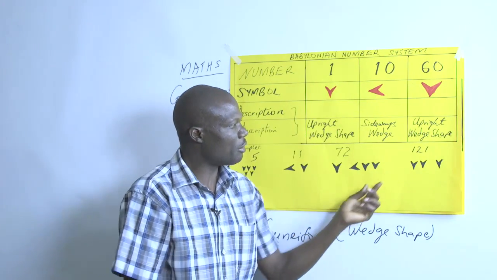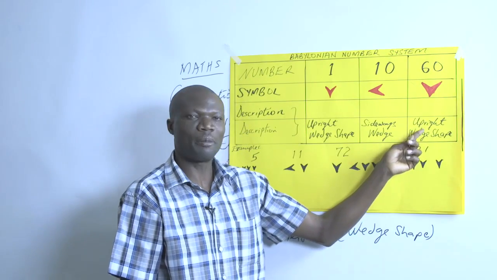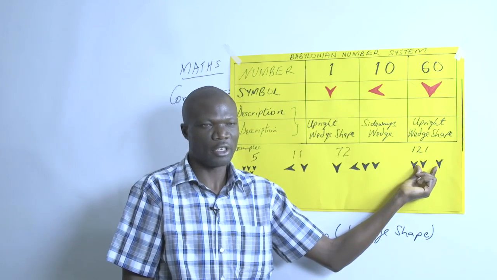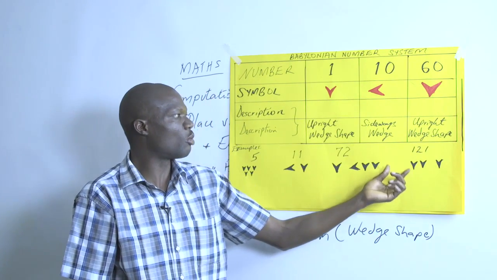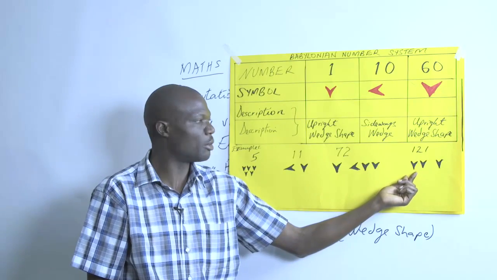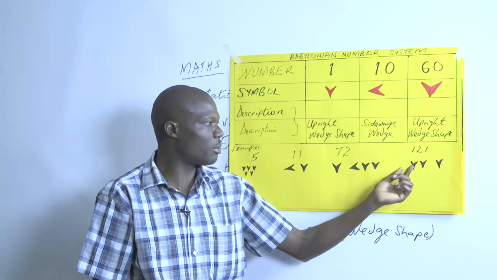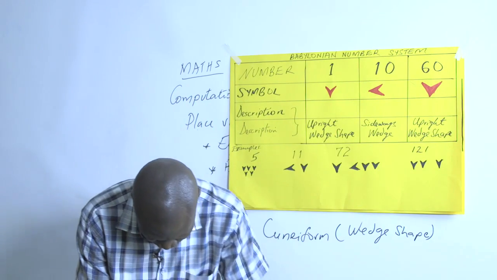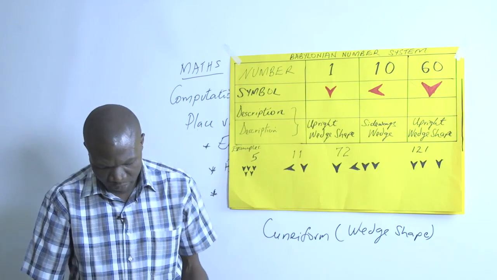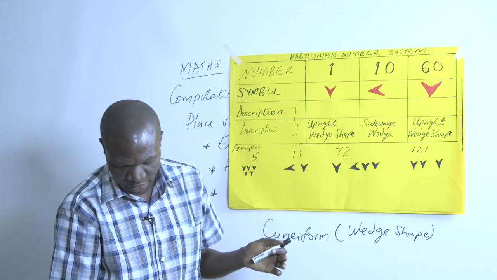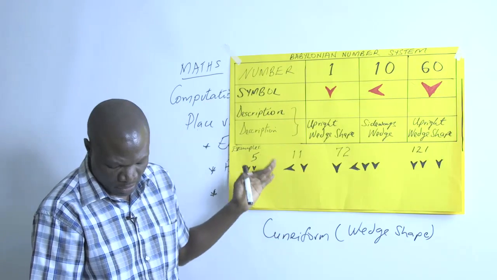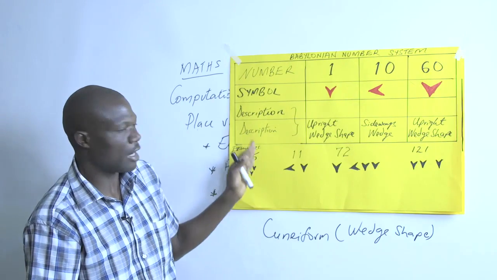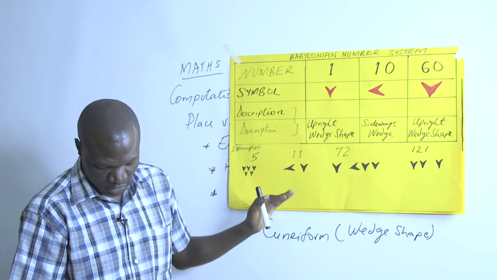121, we shall have 2 wedge shapes which are upright. But before we write a 1, we shall space. And this spacing is what qualifies the first 2 wedge shapes to be 60 and 60, making it 120, plus 1, 121. So symbols were written normally in tables at that time, and they were allowed to dry in the sun.